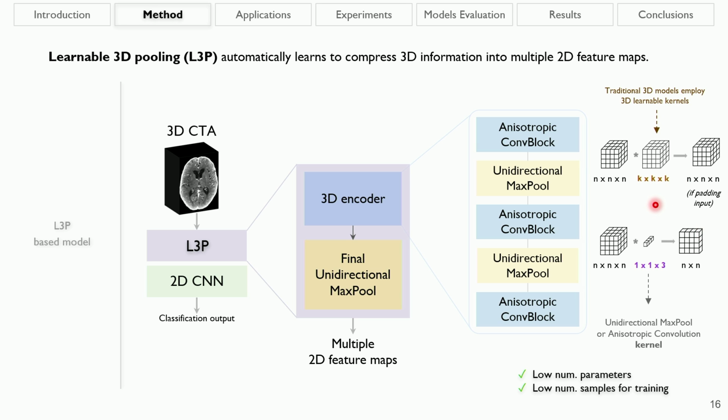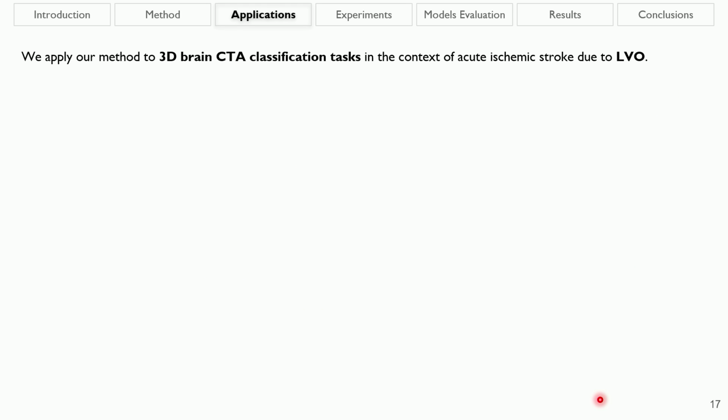And as you can see, compared to traditional 3D models, which employ 3D learnable kernels like this one here, our method has much fewer parameters and therefore requires fewer samples for training. Although our method has the potential of being versatile and applicable to various imaging modalities, in this work we apply it to 3D brain CTA classification tasks in the context of acute ischemic stroke due to large vessel occlusion, LVO.